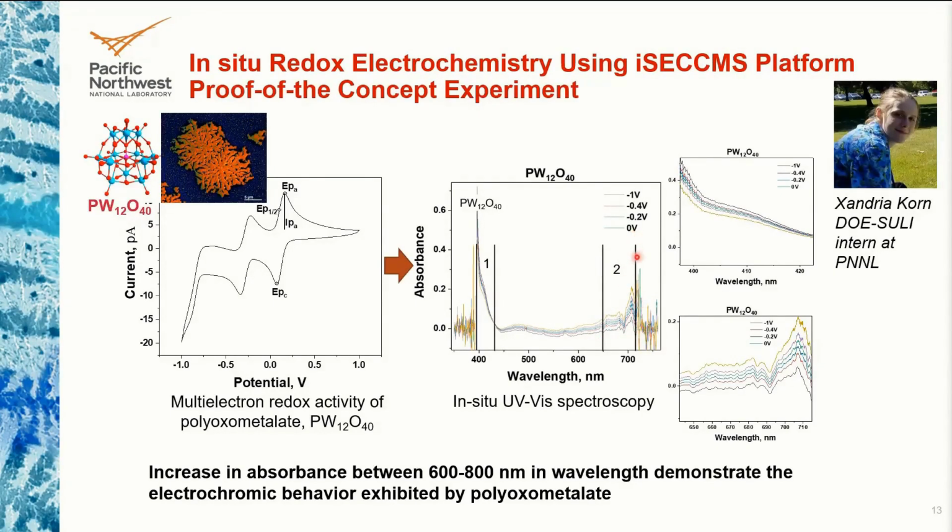And we also show that the response changes quite dramatically when you swap from 0 to minus 1 volt. That means it goes to a higher reduced state. So it forms a blue color, which is also a well-known phenomenon. That's why the peak around 600 to 700 increases when you increase the potential. So this gives a confirmation that the setup works.